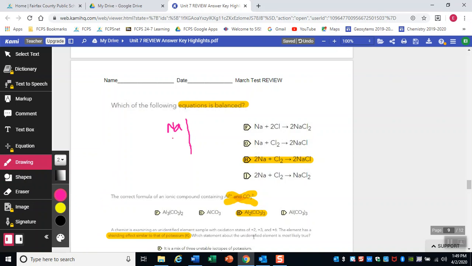All right, I have two sides of my equation, right? The left side, my reactants, and then I have my products.